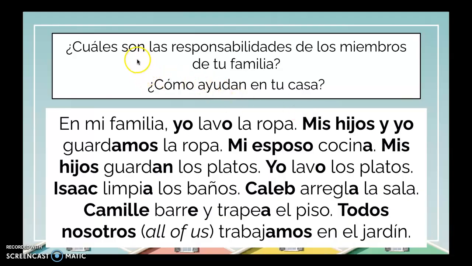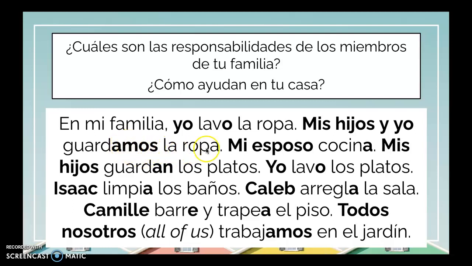So if you were to be asked, ¿cuáles son las responsabilidades de los miembros de tu familia? What are the responsibilities of the members of your family? Or ¿cómo ayudan en tu casa? How do they help in your house? This would be my answer. En mi familia, yo lavo la ropa. Mis hijos y yo guardamos la ropa.